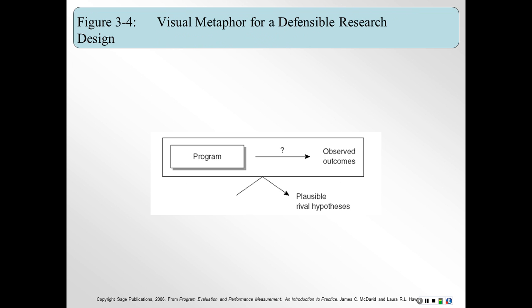As shown in Figure 3-4, the strength of experimental designs is the ability to eliminate plausible rival hypotheses. In other words, other explanations for the observed outcomes. Through careful control over experimental conditions, researchers are able to conclude that any changes in outcomes from one time to another, or any differences in outcomes across 2 or more groups, are attributable to the experimental treatment. In other words, they are attributable to the program.